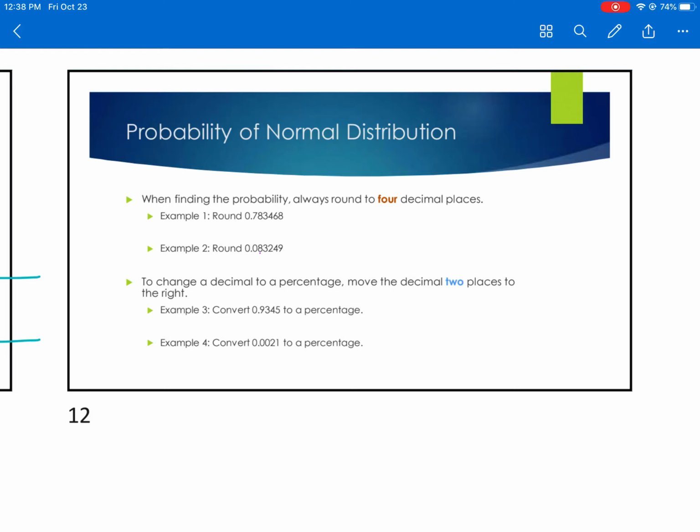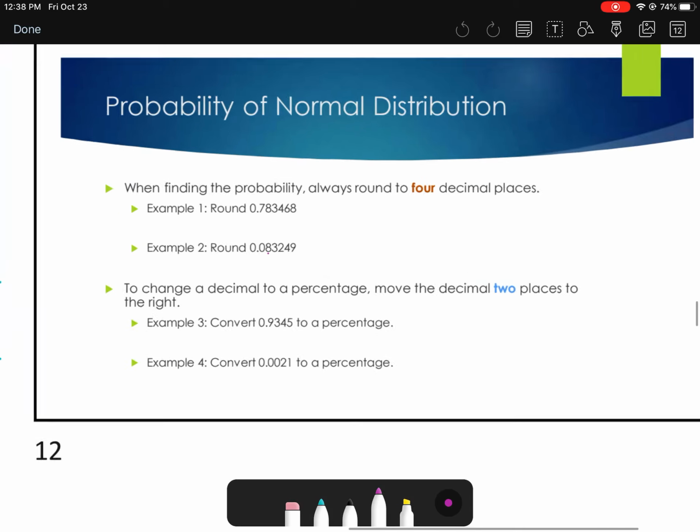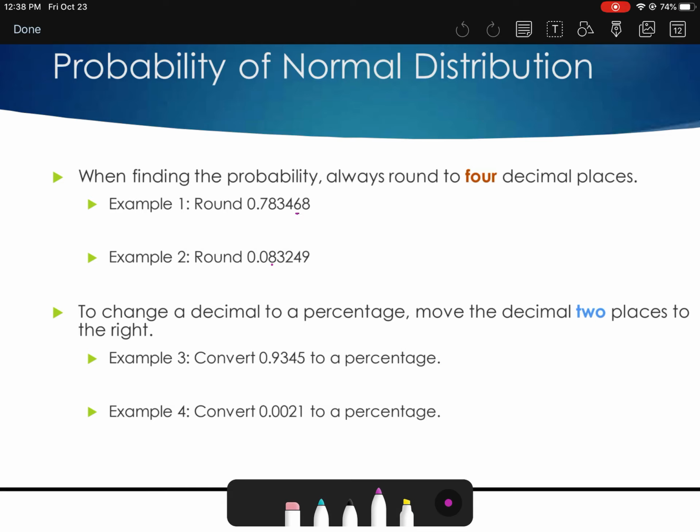Okay, so let's look at this first one. I want to round 0.783468 to 4 decimal places. So when you're rounding to 4 decimal places, you're going to look at the 5th one. My 5th decimal place is 6. The rule when rounding is if it's 5 or above, you want to round up, so you change the number 1 up. If it's below 5, then you round down, which means it stays the same. So 6 is greater than 5, so I'm going to round up. So this becomes 0.7835.